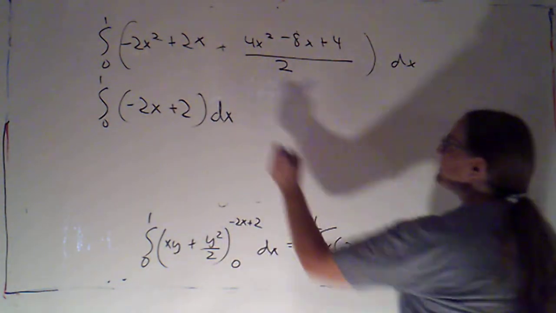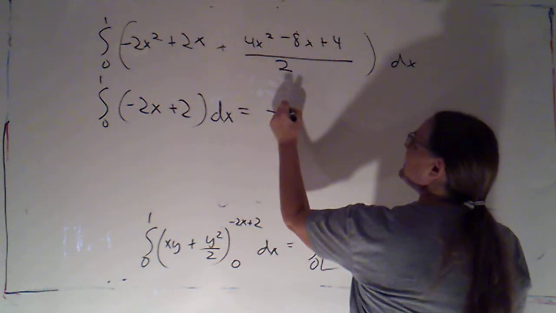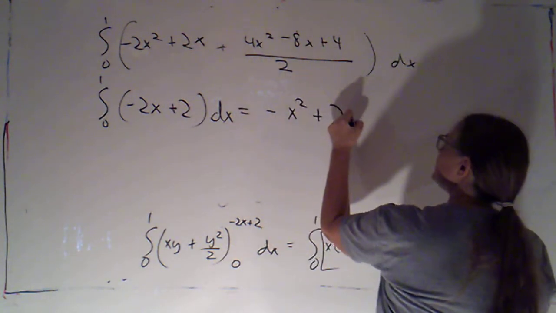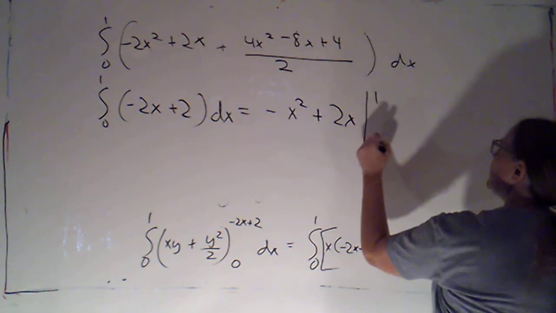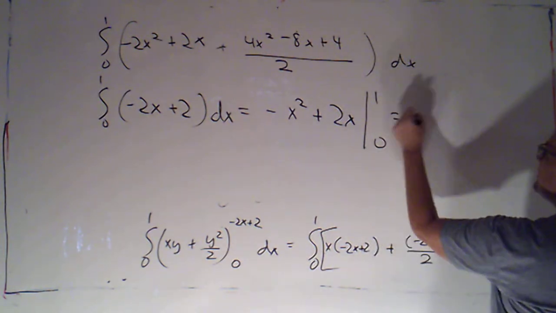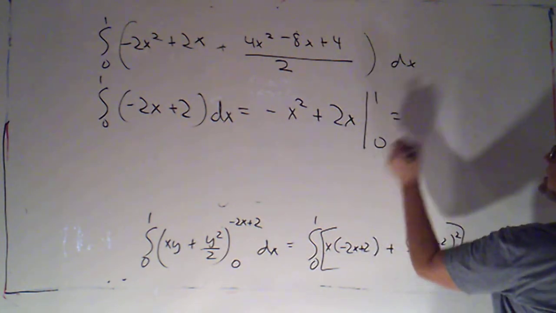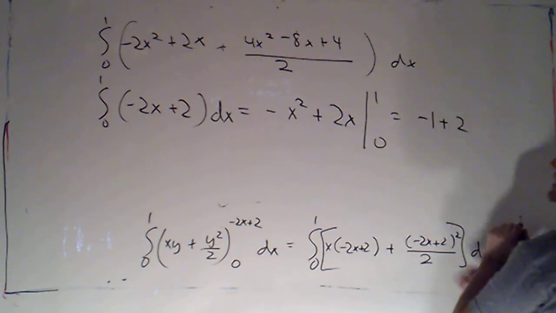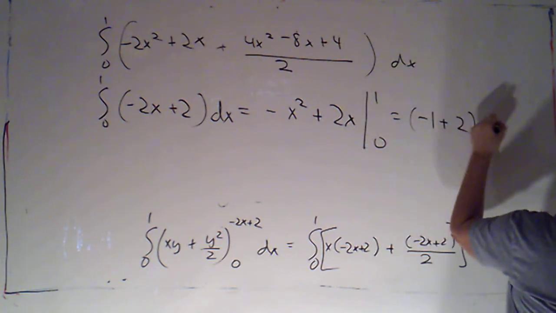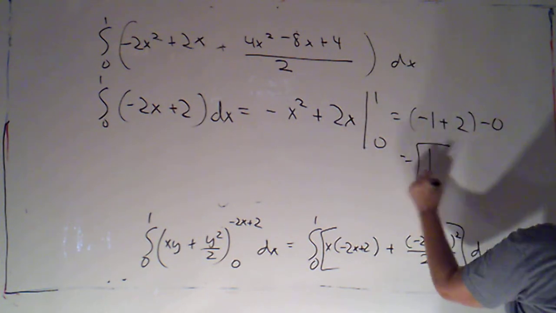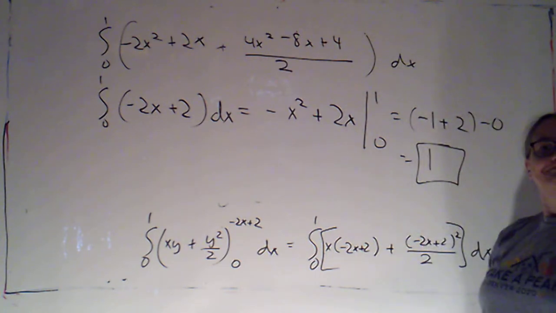That's not so bad. Okay, so that's going to be negative x squared plus 2x evaluated between 1 and 0. And so that's going to be negative 1 plus 2. And when I plug in 0, I do in fact just get 0. And so we get 1. Excellent.